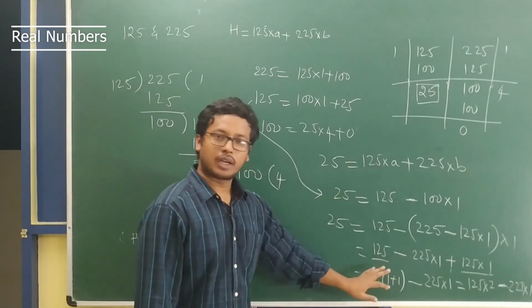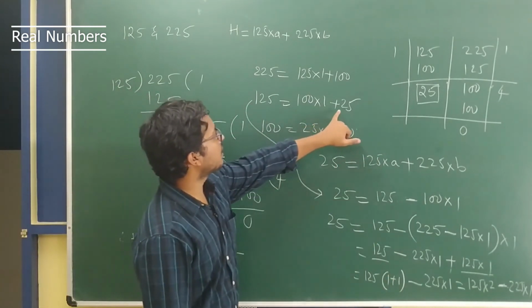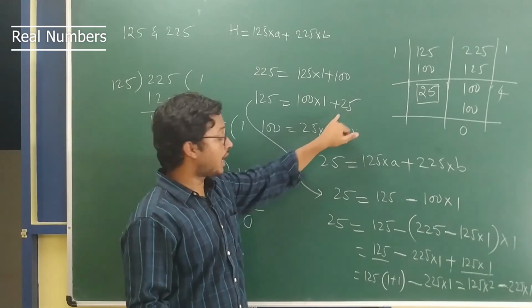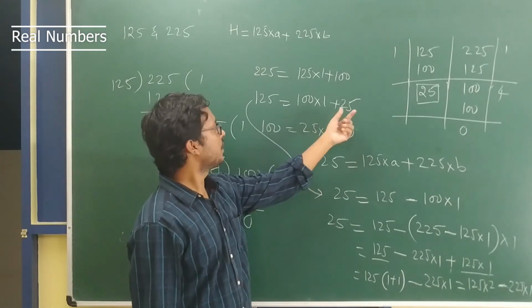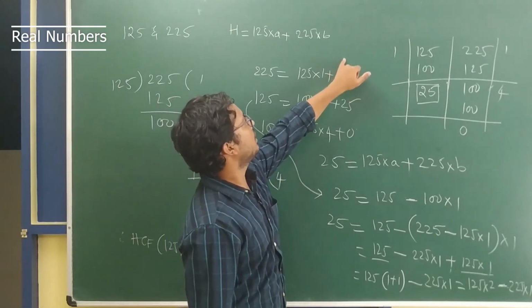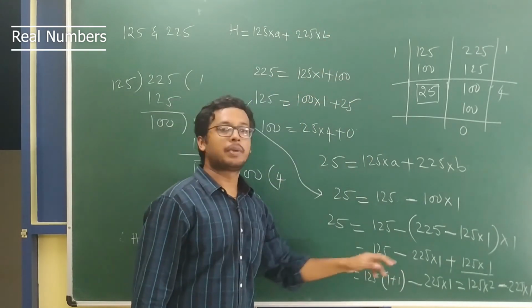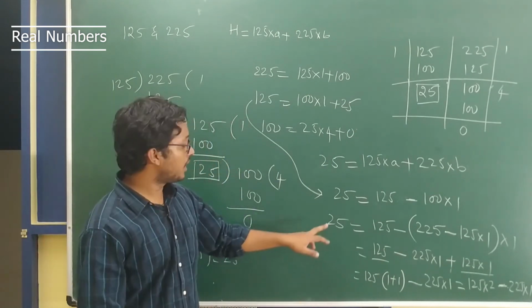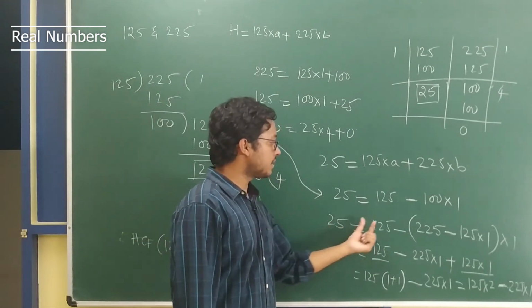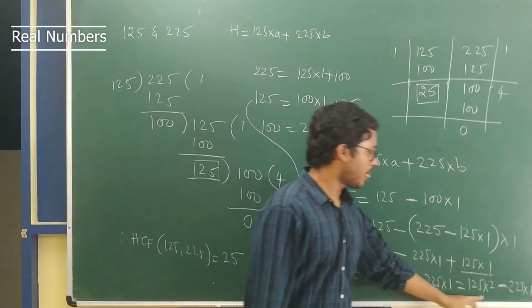I hope you understood what I did here. So what did we do? We started off with the last but one expression, and you go on substituting for the previous remainders. So if there is more than one step, you go on substituting for previous remainders, and finally you end up with the given HCF expressed in terms of the given numbers.